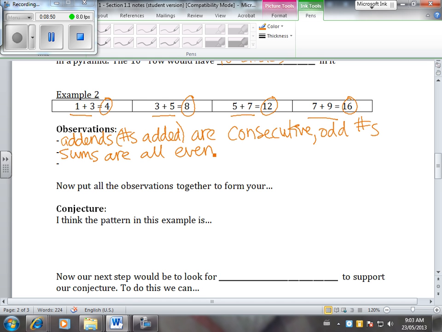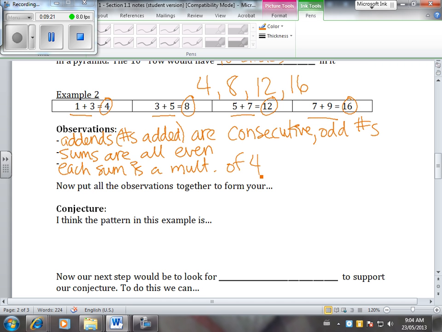Let's see if we can get one more observation out of this. And we'll look at the sums again. So let's write them out here. 4, 8, 12, 16. What do you notice about all those? So when I look at those, I think those are all multiples of 4. So each sum is a multiple of 4.